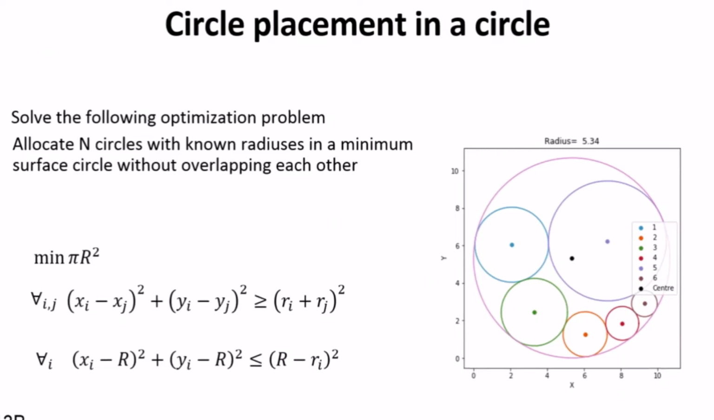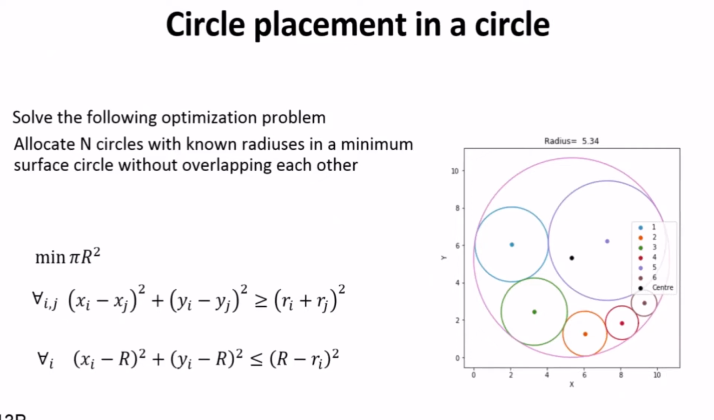This is the problem of circle placement in a circle. So we have n circles with known radius, and we want to put them inside a bigger circle with the minimum surface possible without overlapping each other. So we have to write down some mathematical equations that represent the condition described.